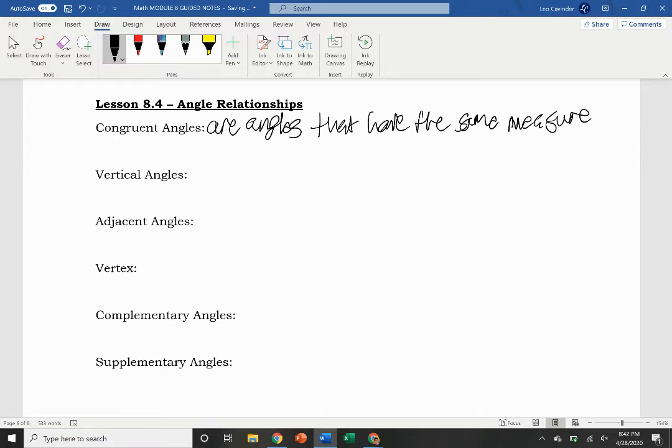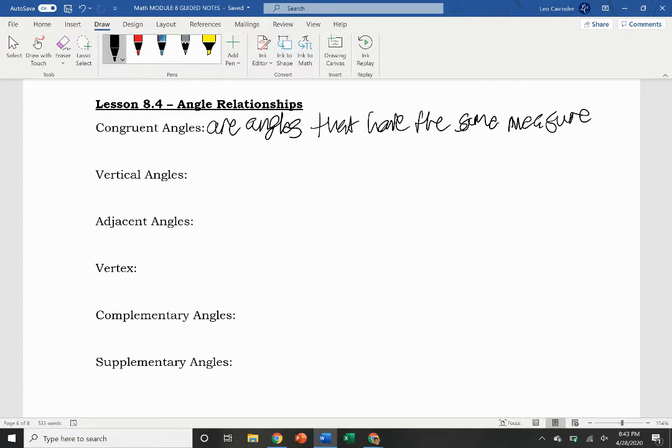So next we're going to talk about vertical angles. I'm just going to say it because it's a long explanation. Vertical angles are the opposite angles formed by two intersecting lines. So vertical angles are congruent because the angles have the same measure. We'll go into some examples here so you'll understand them.